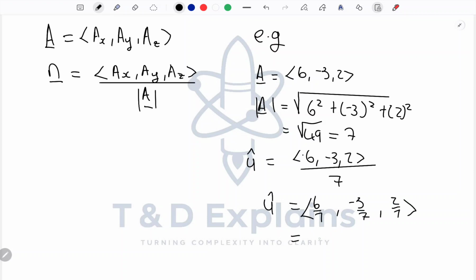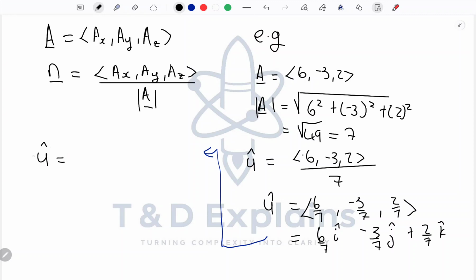Ultimately, you can say that it's 6 over 7 i, recall that i represents a unit vector in the x direction, plus negative 3 over 7 j, plus 2 over 7 k. Now you have your unit vector. We can also perform a check, because we said that a unit vector has magnitude of 1. So I'm going to check the magnitude of u. It should be giving me 1.